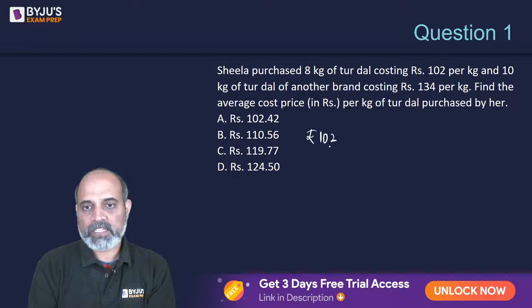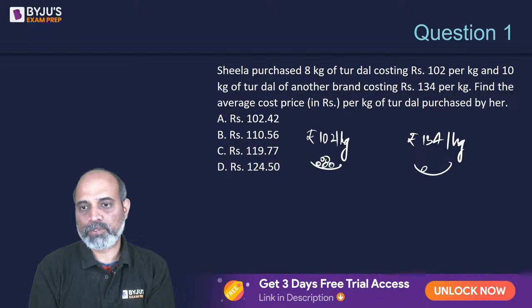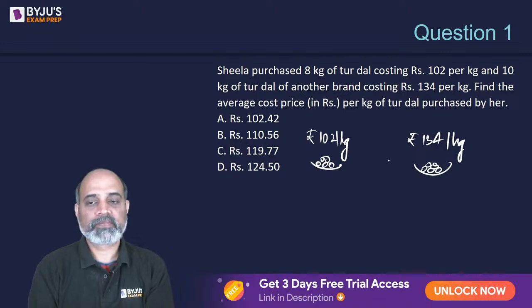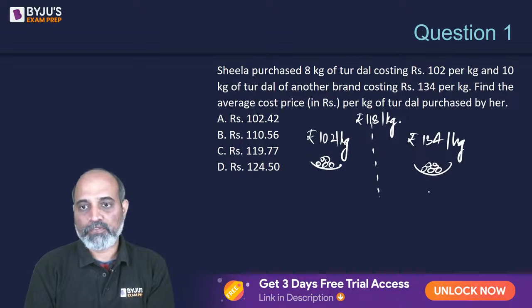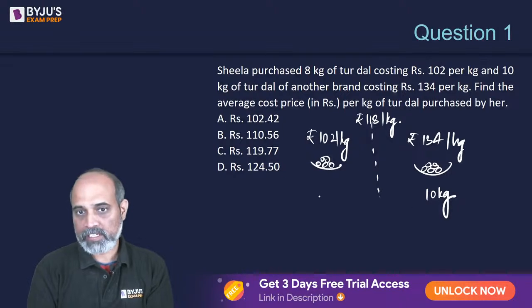Okay, so 102 per kg, there is one type of tur dal, right? And rupees 134 per kg, we have another type of tur dal of another brand, right? Well, the midpoint of 102 and 134 is going to be rupees 118 per kg, right? Well, the amount of tur dal bought at 134 per kg is 10 kg, and at rupees 102 per kg we have 8 kg.